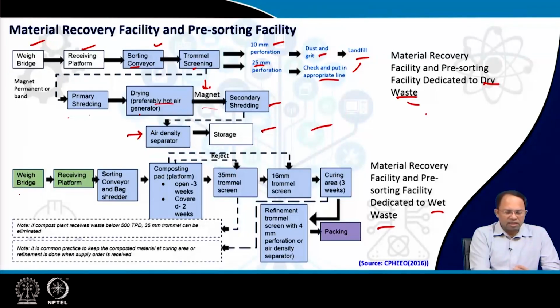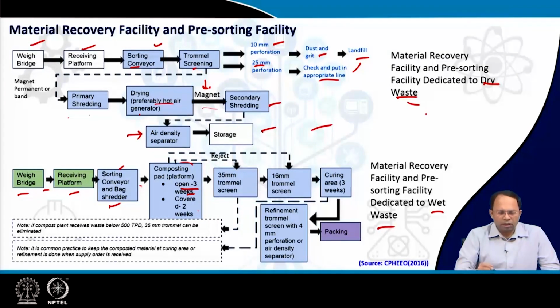In case of wet waste, same thing: weighbridge, receiving platform, sorting conveyor, bag shredder. So the plastic bags are shredded, then put on a conveyor belt, and whatever comes out, we first do composting. We do it for 3 weeks of aerobic composting, and then for 2 weeks we can do covered composting, or we can do curing of the waste as well. More or less, this is the composting process. We will discuss that in detail later on.